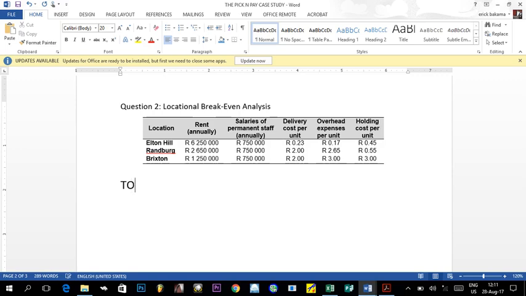So in this case, we have the total cost. This is the total cost that we'll be looking for. Now remember that the formula of the total cost is the fixed cost plus the variable cost times the number of units that we'll be manufacturing, for example.